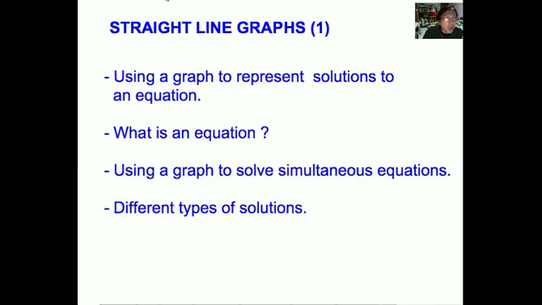A lesson on straight line graphs, part 1. In this lesson, we will use a graph to represent solutions to an equation. We will look at the definition of an equation. We will use a graph to solve simultaneous equations, and we will see the different types of solutions.